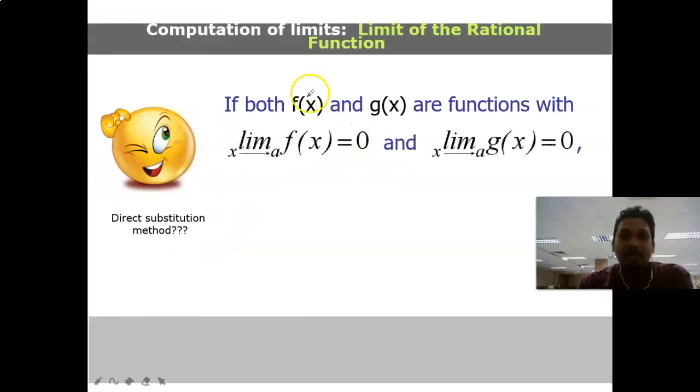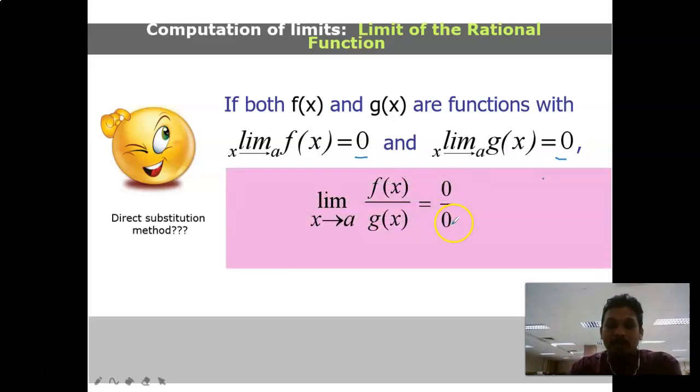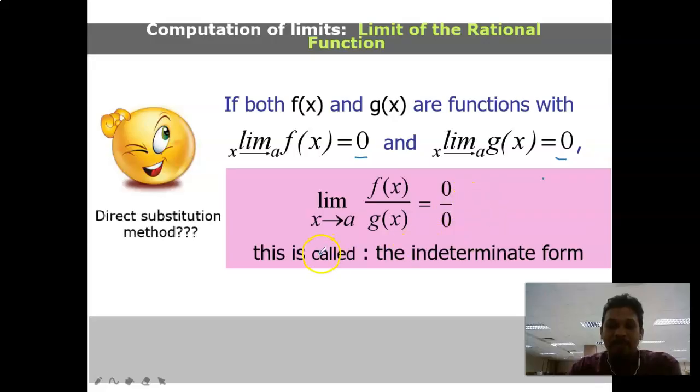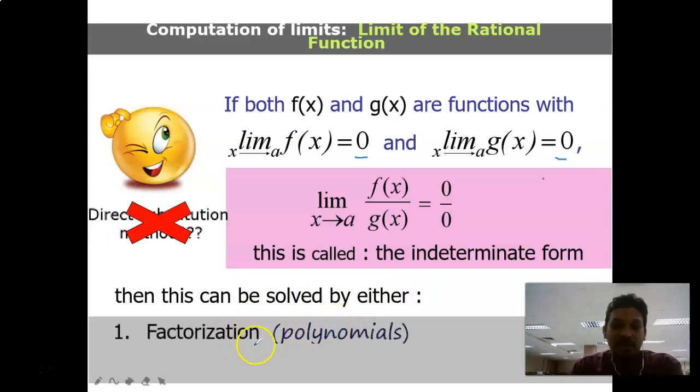Direct substitution. If both f(x) and g(x) are functions that, when you substitute the limit, give you 0 and also 0, the limit as x approaches a of f(x) over g(x) equals 0 over 0. If this happens, this is called the indeterminate form. So we are not going to straightly substitute the value of x equal to a into the functions f(x) and g(x). This can be solved by either using factorization or multiplication by the conjugate.